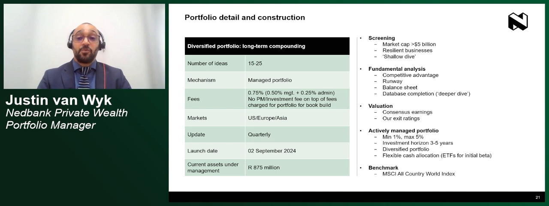We have launched it, and the AMC is already trading on the JSE. Its launch date was the 2nd of September, and we were there to blow the horn and open up the JSE. The current assets invested in the AMC are in the region of 875 million as of the close of yesterday. On the right-hand side, you'll see a summary of our research process, which I've gone through. Essentially, we screen for larger cap companies, $5 billion and above. We want resilient businesses with stable cash flows and profitability, and as a result you will see the valuation come through. The benchmark is the MSCI All Country World Index.